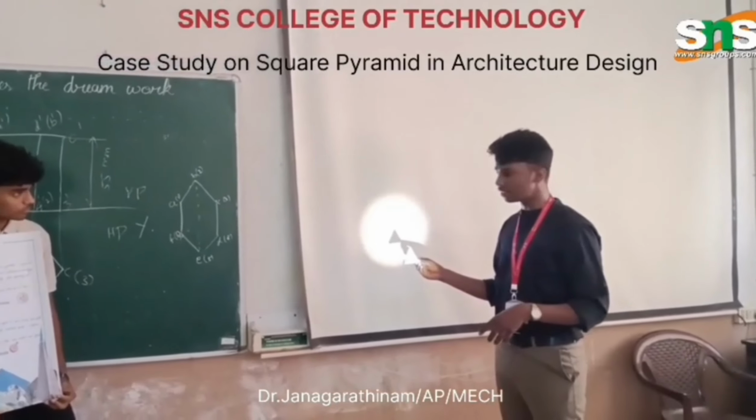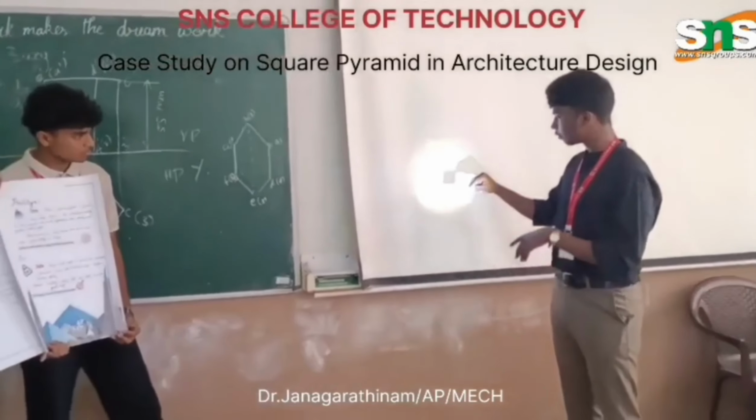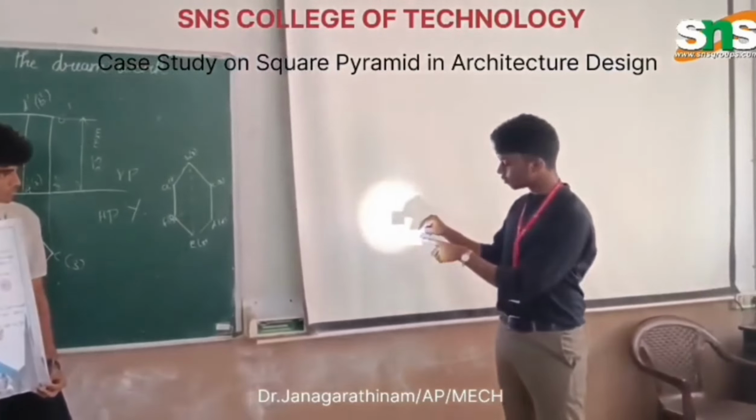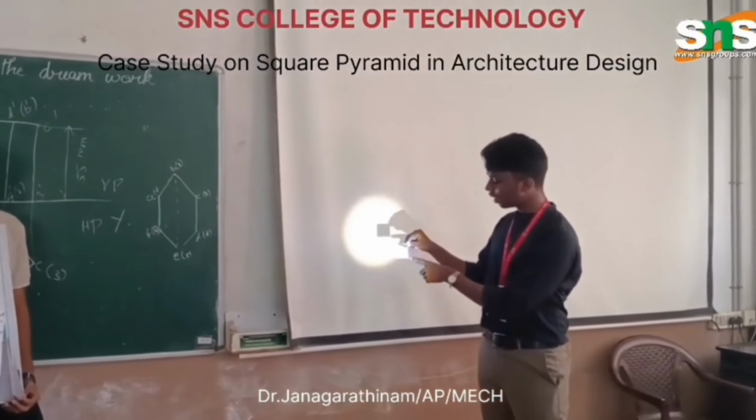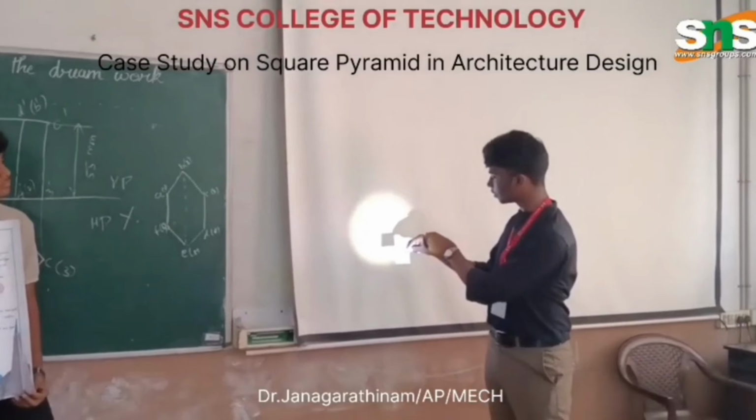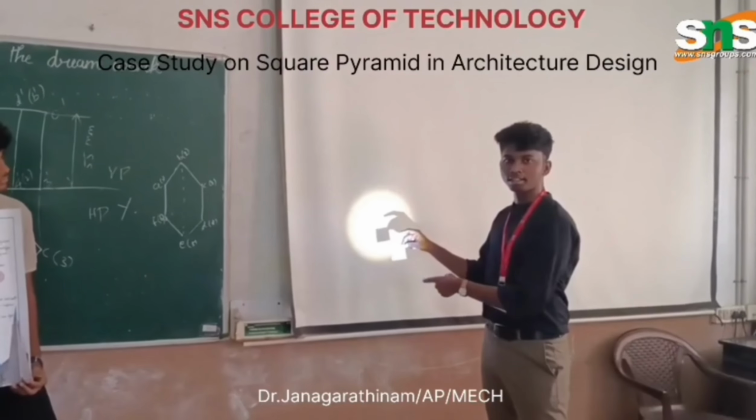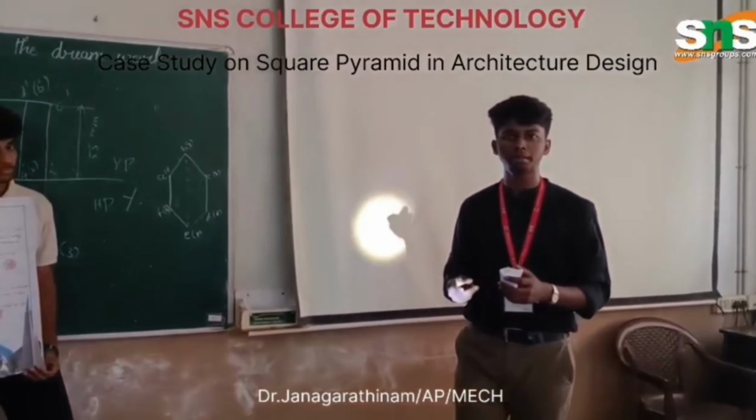And now we see the top view. Now we can only see a square. In the top view, at the topmost we have the apex, and all the corners can be seen there: A, B, C, D. This is the top view and front view of the pyramid.